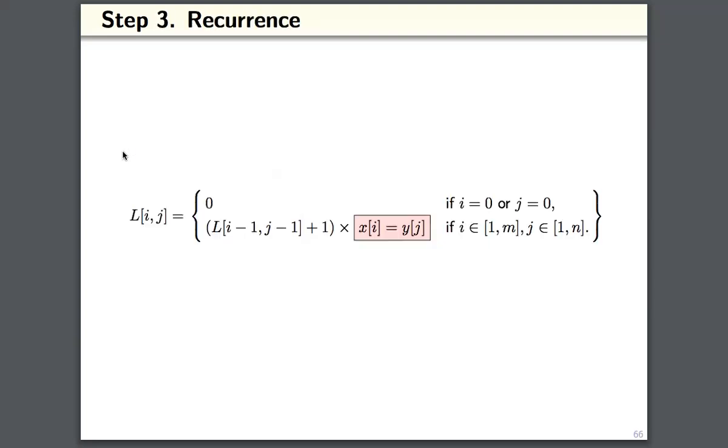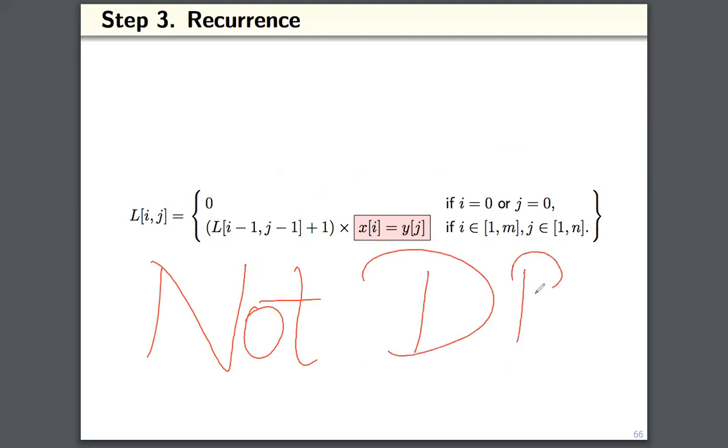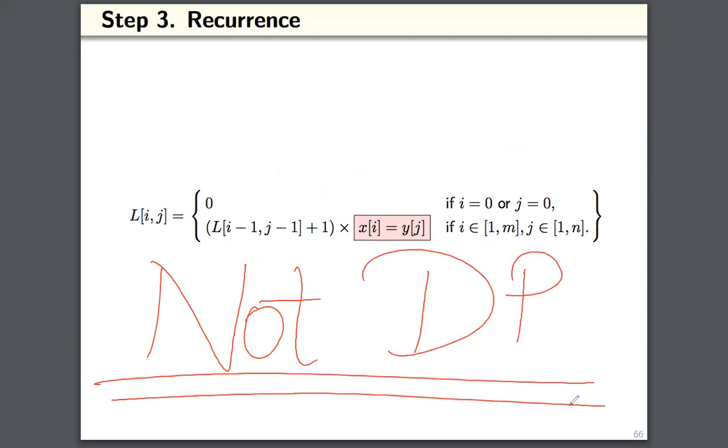Okay, now one claim. This is not a DP as per our definition of DP. This is not a DP problem. Can you tell me why? Though we have all these 7-step processes, we wrote recursion and recurrence, subproblem, everything. But as per our definition of DP, this is not a DP problem. This is not a DP algorithm. Can you tell me why?